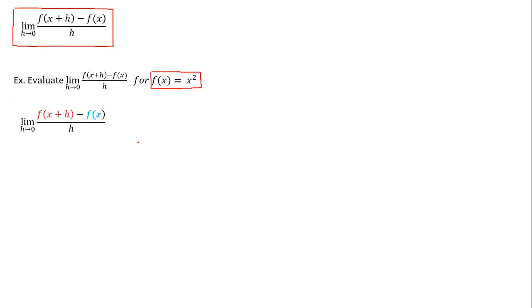How do we do it? We'll start with our limit. We're going to separate it into two pieces and examine those two pieces separately. F of x we know is x squared. So x squared is going to go in place of f of x.